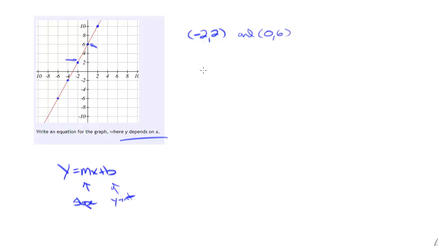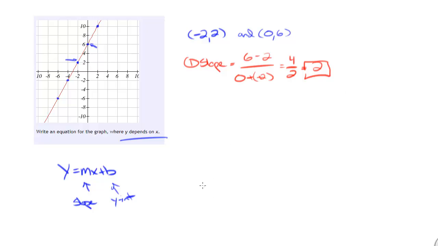And then if we're going through our process, the first thing I would do is find the slope. So the slope in this case would equal 6 minus 2, the difference in the y values, over the x values, 0 minus -2. So 0 minus -2 gets me to 4 over, these turn into a positive 2. So the slope is 2.